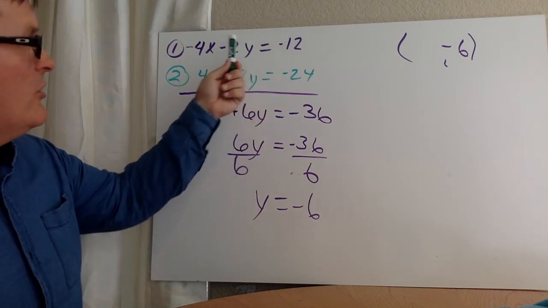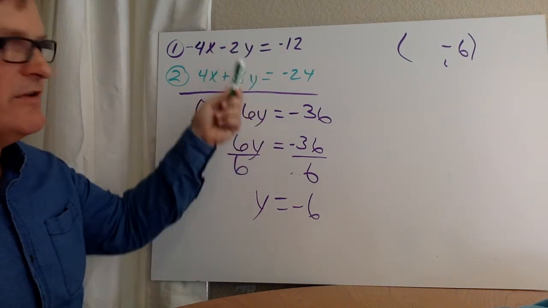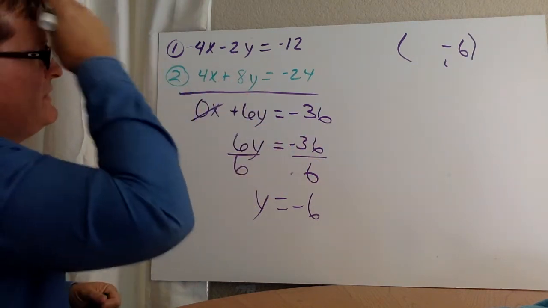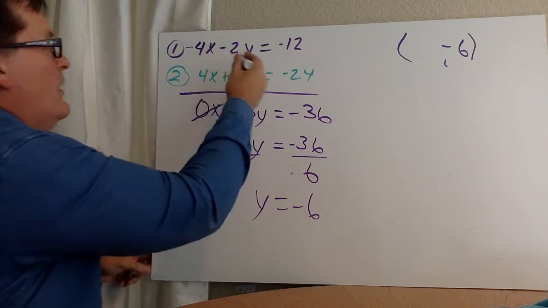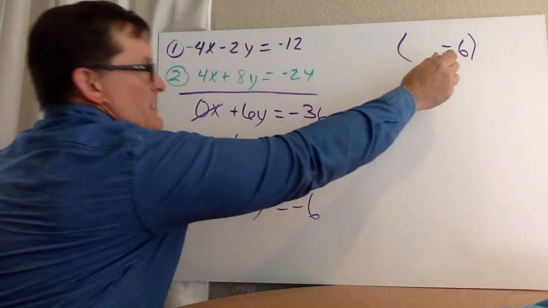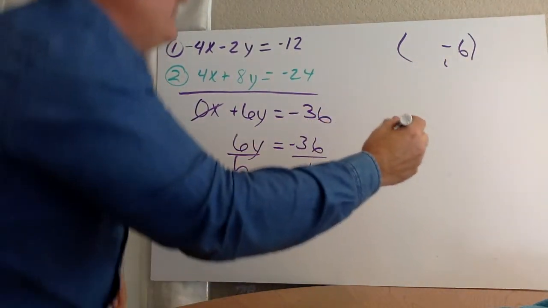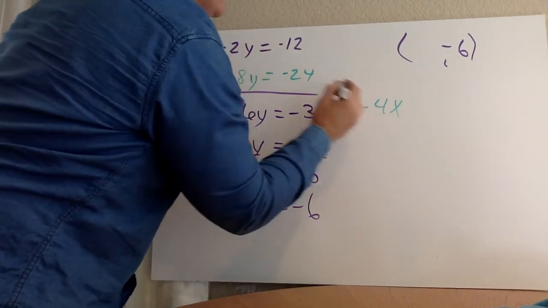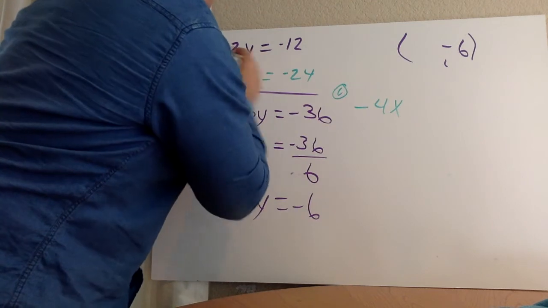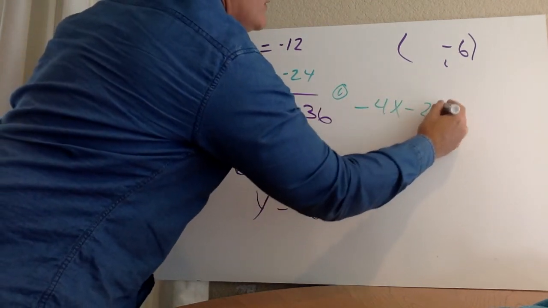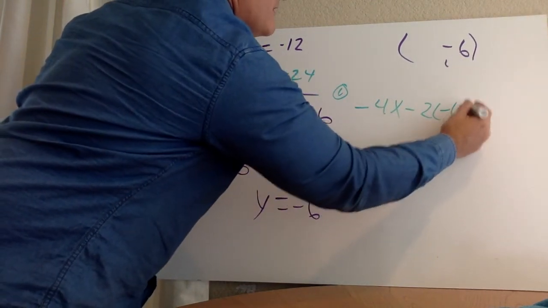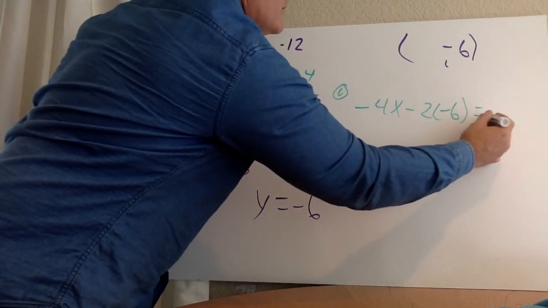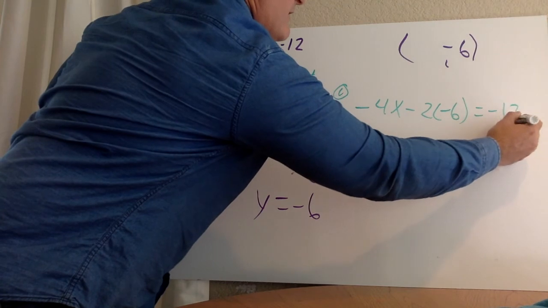In this case, we have to go back to equation 1 or 2, which haven't already been simplified, so there'll be more simplification in this final step. So just pick one of the two, and I'll just use number 1, and I'm going to substitute the y value that I've already found. So negative 4x, again, I'm working with equation number 1 down here, negative 4x minus 2. Since I already know a y value, I'm going to substitute that. So negative 2 times negative 6 equals minus 12, or negative 12.